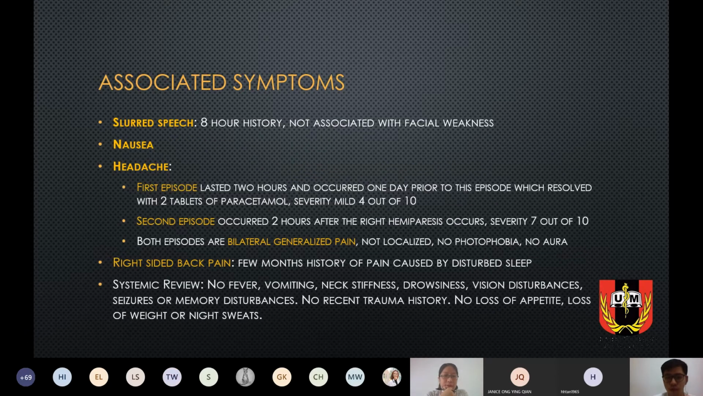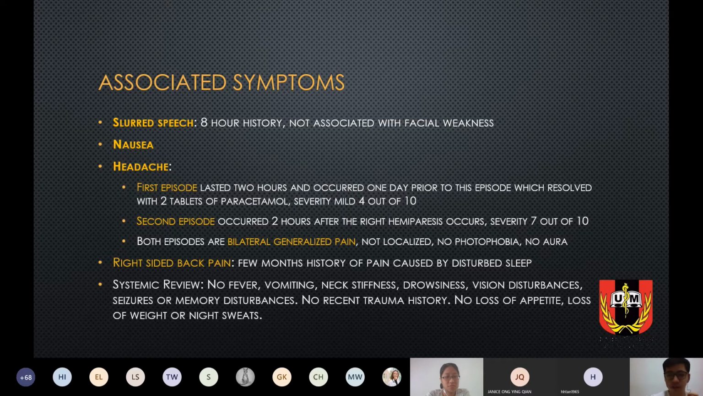A little bit more about the slurred speech. It occurred together with the hemiparesis about 8 hours ago, but it's not associated with any facial weakness. The patient also had nausea, which occurred around the same time as the hemiparesis. For the headache, it's a bit special. The first episode lasted about 2 hours and occurred one day prior to the episode that led to admission. It resolved with 2 tablets of paracetamol, and the severity was mild, about 4 out of 10 on the pain scale. The second episode occurred about 2 hours after the right hemiparesis and persisted until admission.